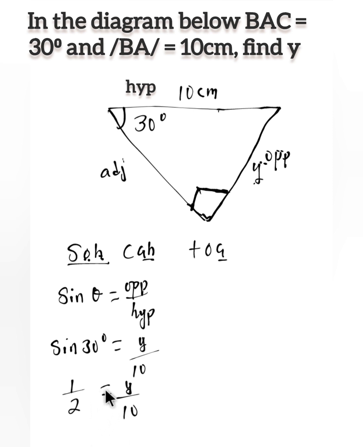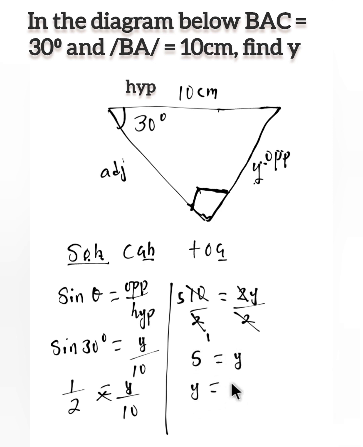At this point, we're going to cross multiply. 1 times 10 is 10, and 2 times Y is 2Y. Divide both sides by 2. 2 cancels 2. 2 into 10 is 5. So we have that 5 is equal to Y, and Y is equal to 5 centimeters. With the help of special angles, we didn't look up the trigonometric table to get the value for sine 30 degrees. With special angles, you were able to find the value of sine 30 degrees, which is 1 over 2, substitute it in and solve your problem to get your answer.